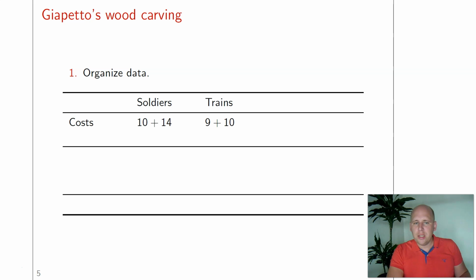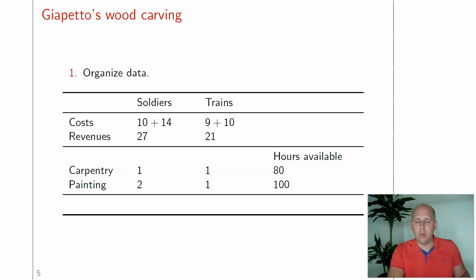So we can organize the data. So what do we have? For both the soldiers and the trains we have costs and we have revenues. So the cost for each soldier is 24, revenue is 27. We can also organize the labor time that is needed. So for carpentry it's 1 and 1. And we have 80 hours available. For painting it's 2 and 1 and we have 100 hours available, and there is a maximum demand of 40 soldiers.